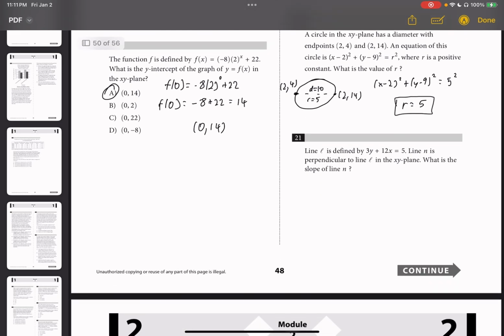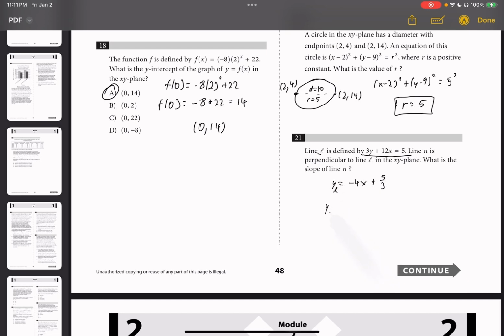Question 21. Line L is defined by 3y plus 12x is equal to 5. Line N is perpendicular to line L in the xy-plane. What is the slope of line N? Okay, let's change line L into slope-intercept form first. So we have y is equal to, move the 12x to the other side, so negative 4x plus 5 over 3. Now, this is line L, so let's say y of L.